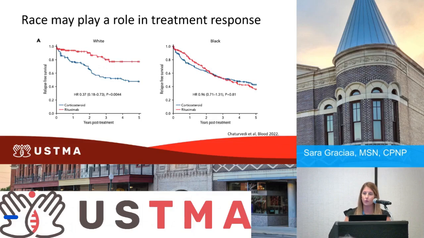The vertical line, or the y-axis, demonstrates relapse-free survival, and the horizontal line, or x-axis, shows time from initial treatment in years. So ideally, no patient would relapse, and relapse-free survival would be 100%. You would see a straight line here across the top. So as the line drops, you have more relapses. So on the left, you can see that rituximab, again in red, significantly improved relapse-free survival in these patients. However, they didn't see the same effect in Black patients. On the right, you can see that the curves are closer together, suggesting that rituximab did not have an effect on relapse risk.